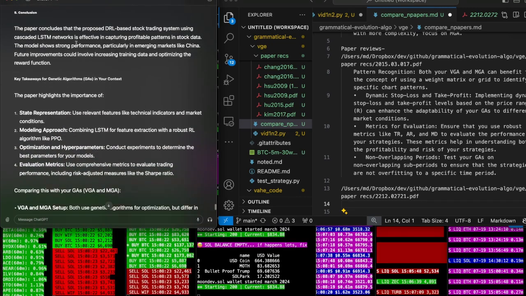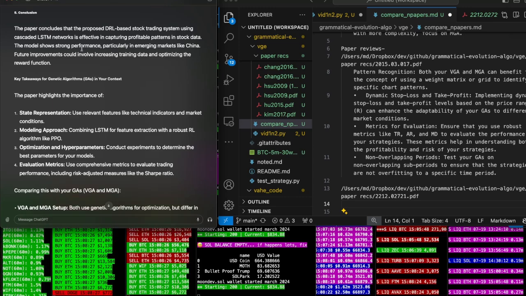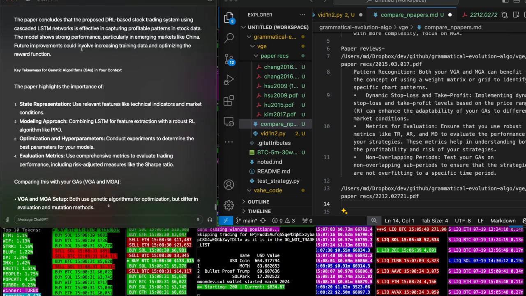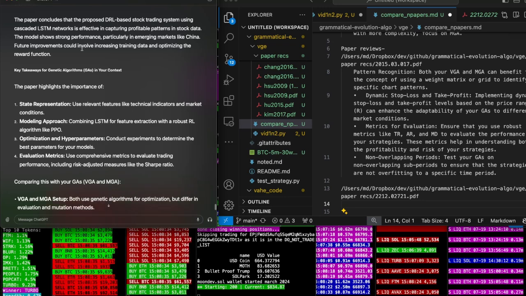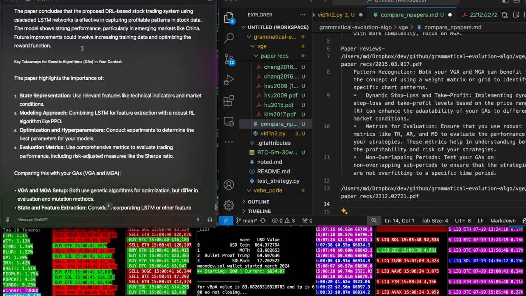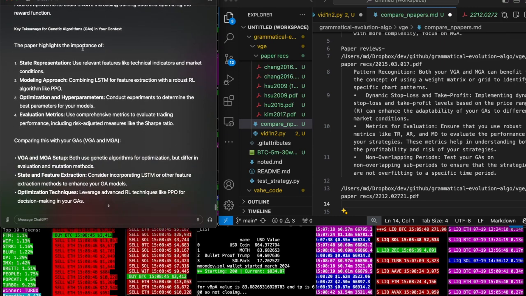The paper concludes that the proposed DRL-based stock trading system using Cascade LSTM networks is effective in capturing profitable patterns in stock data. The model shows strong performance, particularly in emerging markets like China. Future improvements could involve increasing training data and optimizing the reward function.